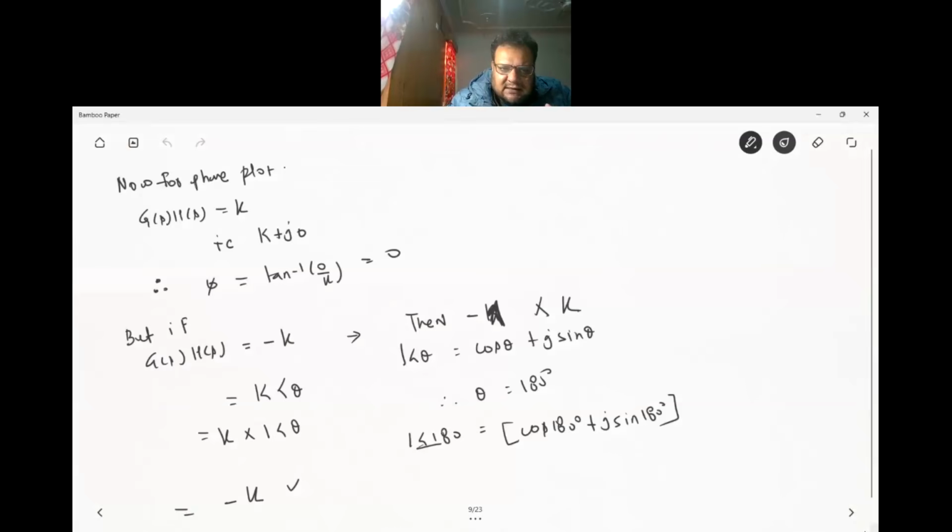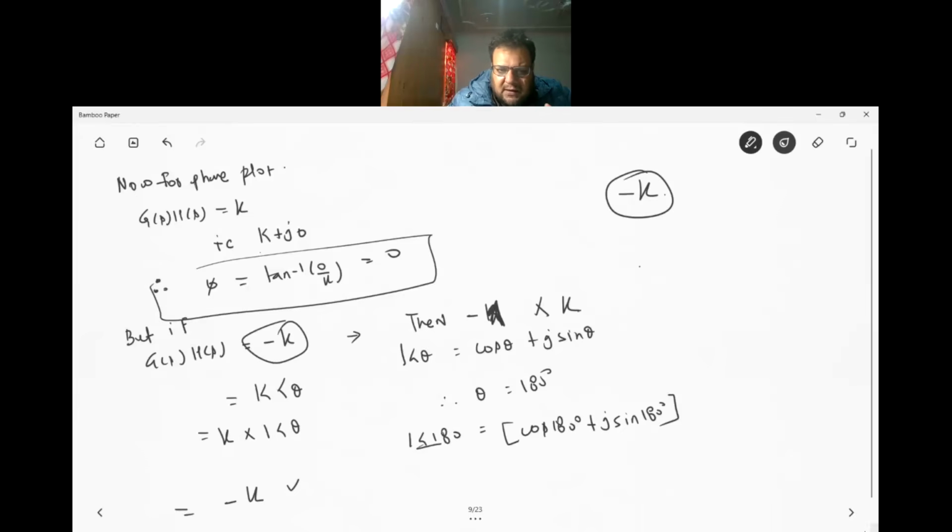So you see the y-axis is a linear axis, whereas your x-axis is a non-linear axis here. Now the important conclusion is how to get the phase of it. For example, for k plus j0, it would be tan inverse, so the phase for k is 0. But what about minus k? The phase won't be 0 degrees. How do you get minus k? You get minus k by multiplying k by 1 at an angle theta, where 1 at an angle theta is given as cos theta plus j sin theta.